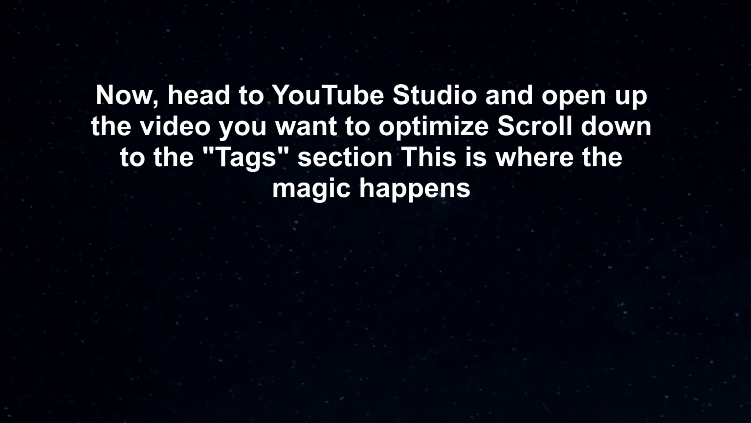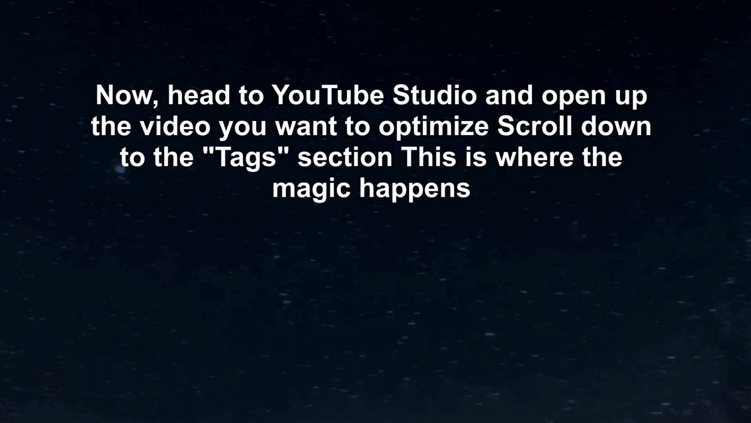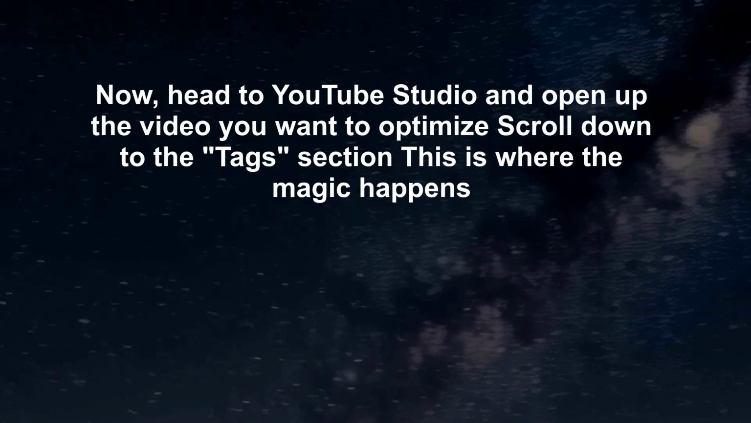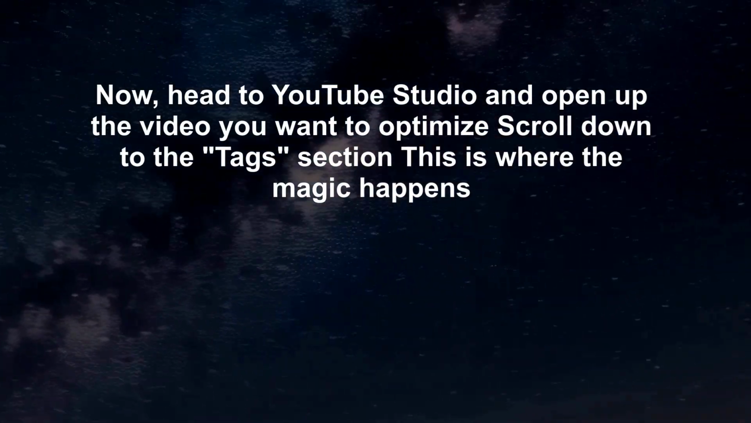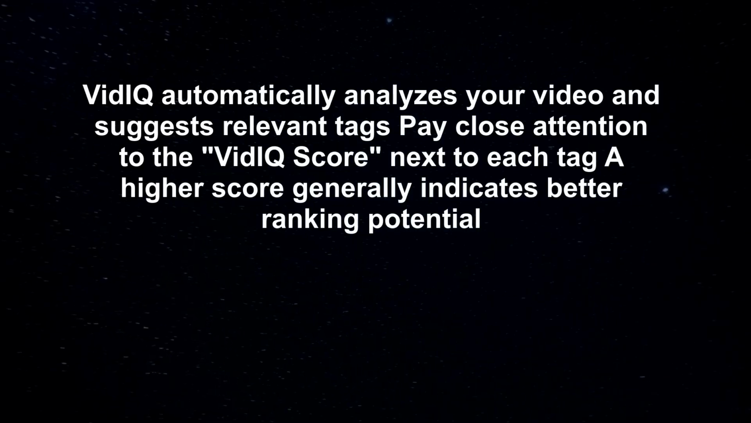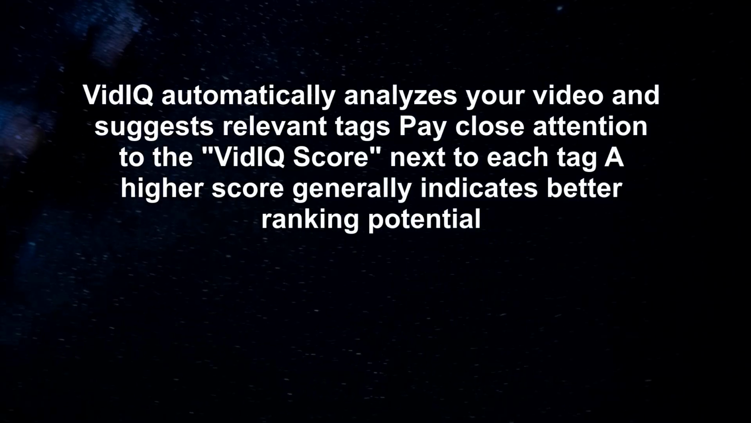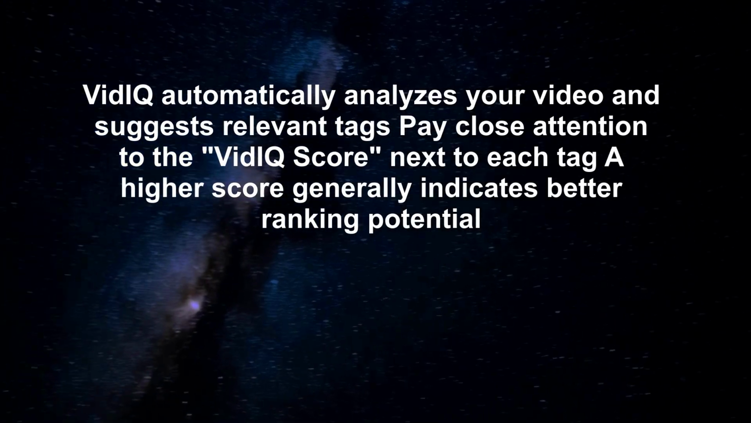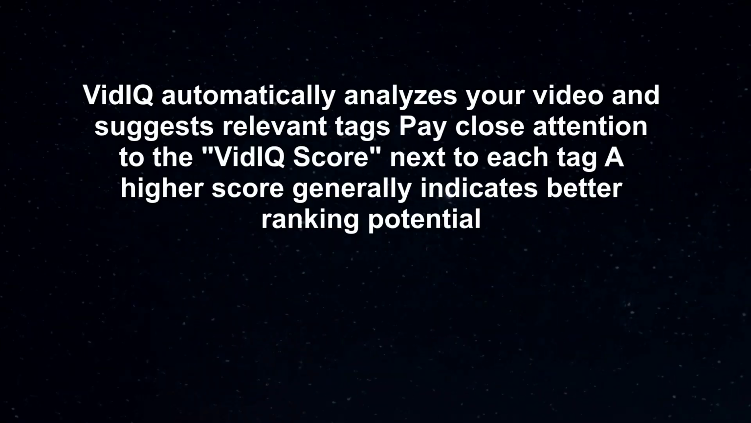Now, head to YouTube Studio and open up the video you want to optimize. Scroll down to the tag section. This is where the magic happens. VidIQ automatically analyzes your video and suggests relevant tags. Pay close attention to the VidIQ score next to each tag. A higher score generally indicates better ranking potential.